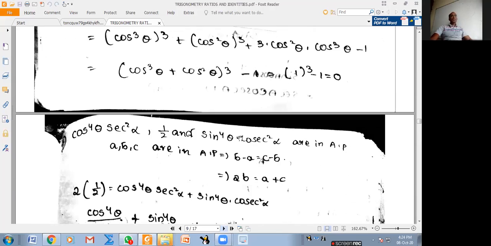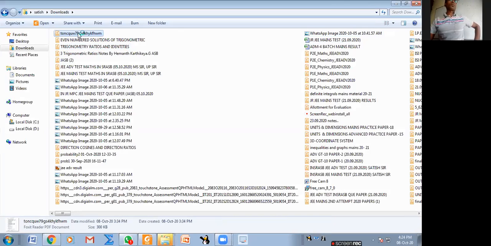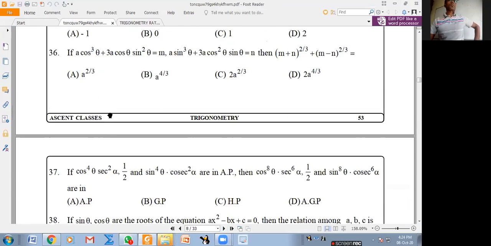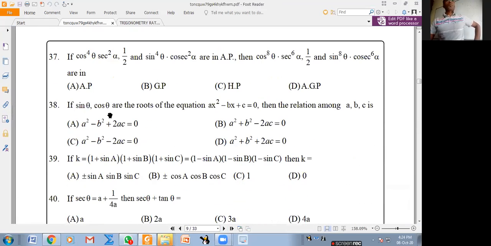This should be 37. I don't know, something is missing. If required, I'll write on the board anytime. Yeah, 34 is a little lengthy question. But just look at 37, 38, 39 and come back.